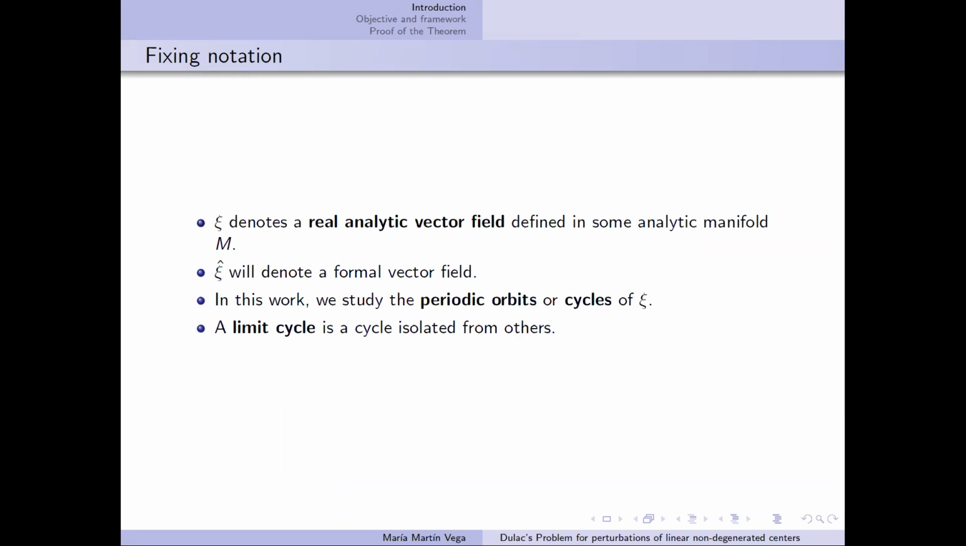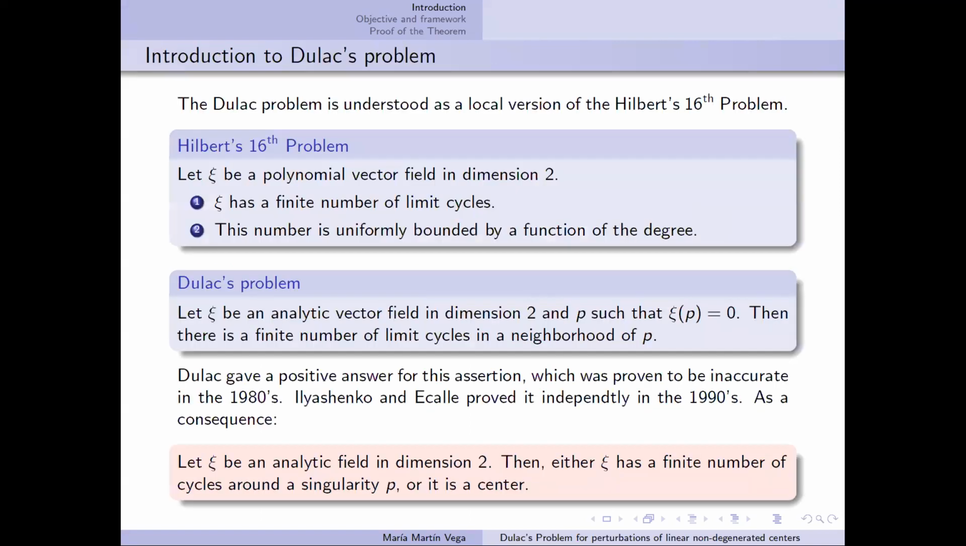What we are interested in studying are the periodic solutions, the periodic trajectories of the vector field, which are called the cycles, and especially the limit cycles, those cycles that are isolated from others. Dulac's problem is a part of Hilbert's 16th problem. It says that for a polynomial vector field in dimension 2, we have a finite number of limit cycles, and this number is uniformly bounded by some function of the degree.